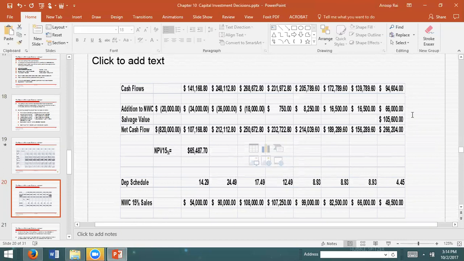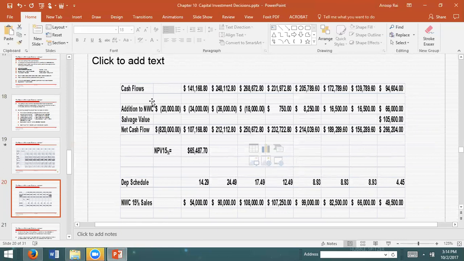So the last one is a residual number. Whatever working capital we didn't capture, we'll capture it in this year. Finally, we have a salvage value. As we told you, the salvage value was 160,000, but taking away taxes, we are left with 105,600.